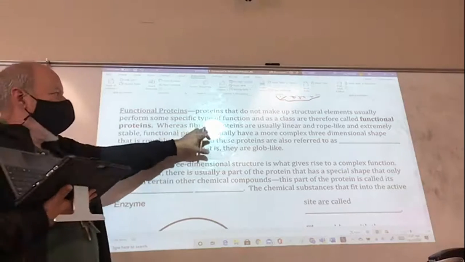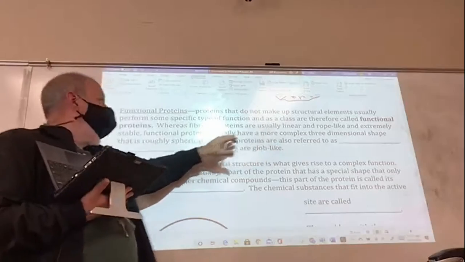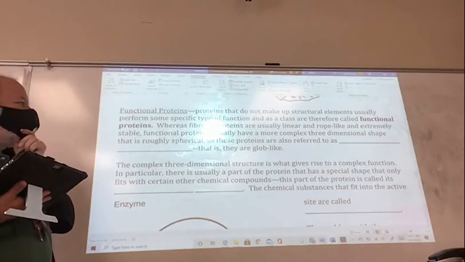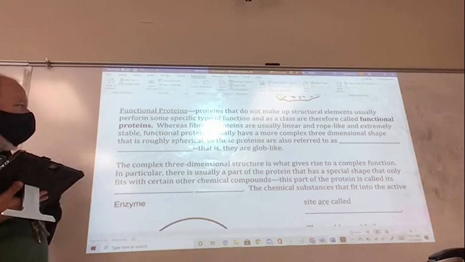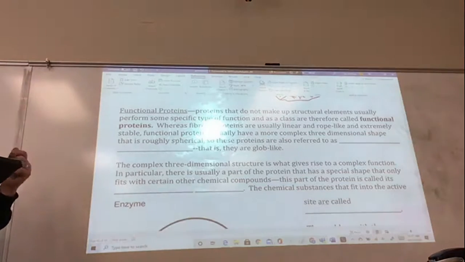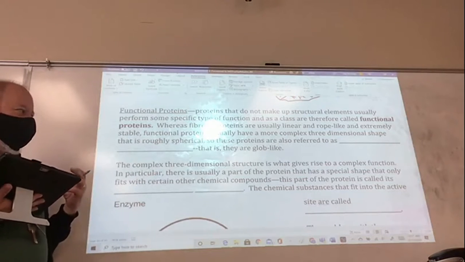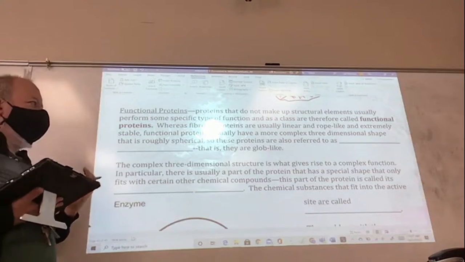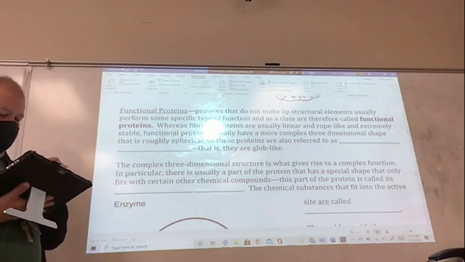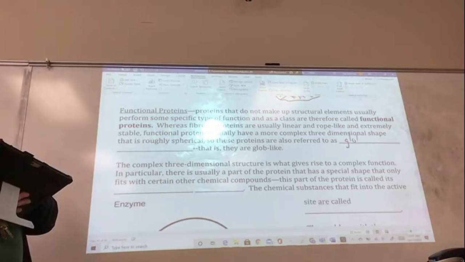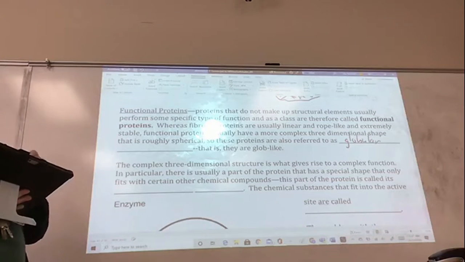So fibrous proteins are usually linear and rope-like and extremely stable, but functional proteins have a more complex three-dimensional shape that is roughly spherical. So somebody got the bright idea that said, this looks like a glob. Okay, this protein looks like a glob, and so these proteins are referred to as globular proteins.